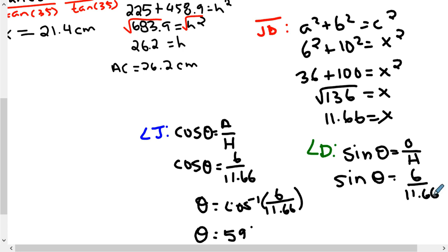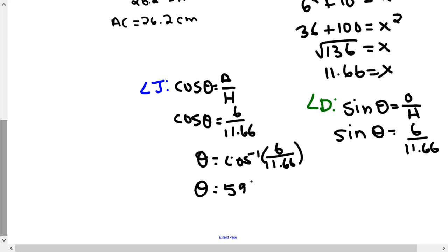Notice this looks exactly the same. The ratio is the same as my cosine, but it's going to give me a different angle because it's comparing two different sides. This is now the opposite compared to the hypotenuse versus the adjacent compared to the hypotenuse. So again, I take that inverse sine to undo that sine on the left, but it's going to show up on the right now as well.